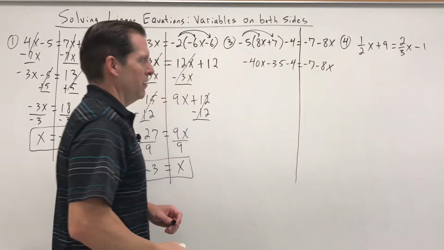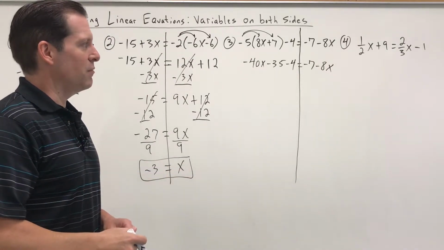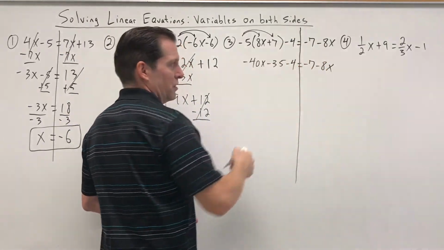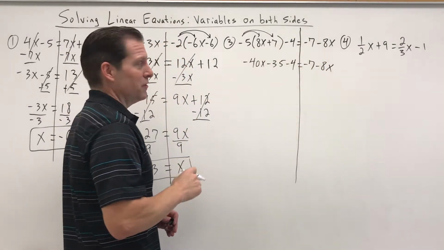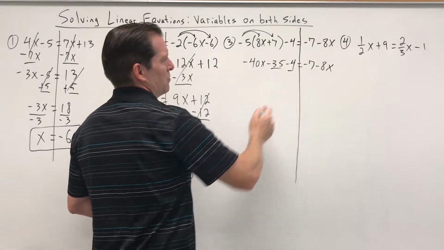Set up your barrier there, your line, your wall, so that you keep the left side separate from the right side. And again, make sure you have everything written down, that you didn't miss any of your terms, and that happens quite often. Now here, I have like terms.